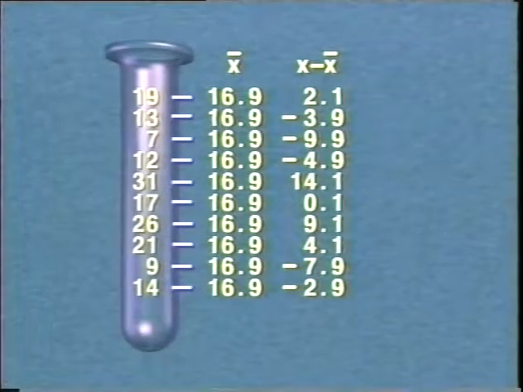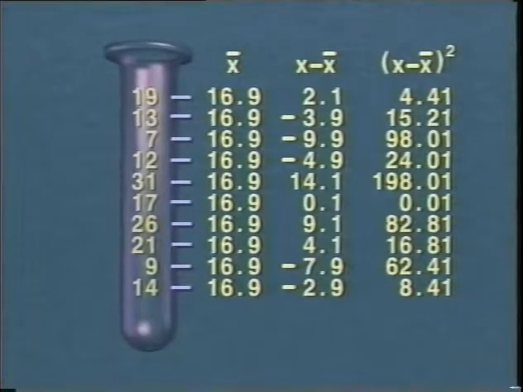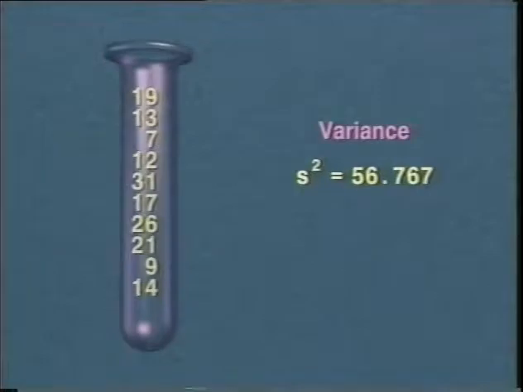To get around that problem, we'll square each deviation. The squares are always positive and are large if the deviation from the mean is large in either direction, positive or negative. Since the squared deviations are all positive, we can find their average to get a reasonable measure of spread. When we do this, however, there's one minor oddity. Instead of adding them up and dividing by the number of deviations, we always divide by one fewer than the number of deviations. The number we get is called the variance, and it is symbolized by s squared.